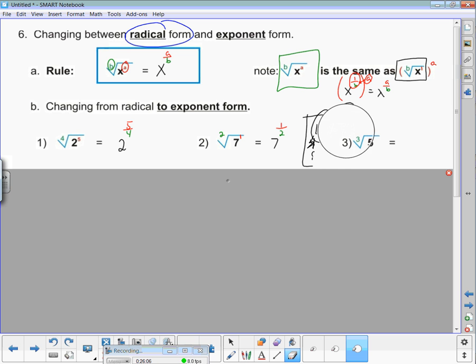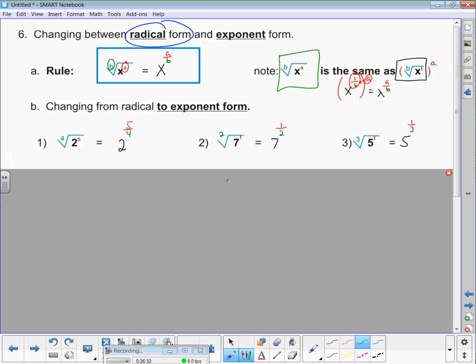I'll try to keep bringing that up and reminding you of that. Well, look at here. Now we have a cube root. Let's do the exact same thing. What's the exponent of that 5? It's a 1. So changing into exponent form, we get the 5, its exponent as the numerator over the index of 3. So 5 to the 1/3 power means the cube root of 5.